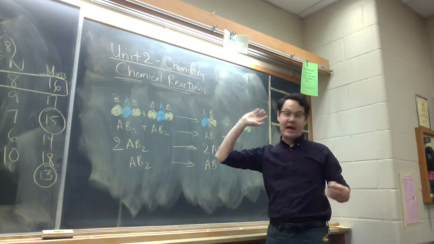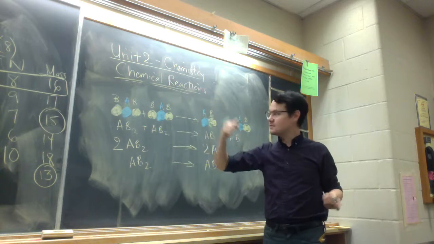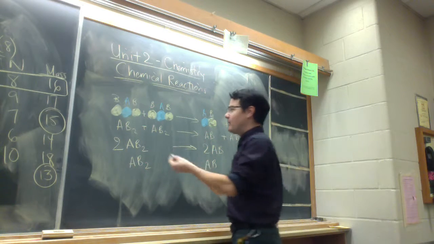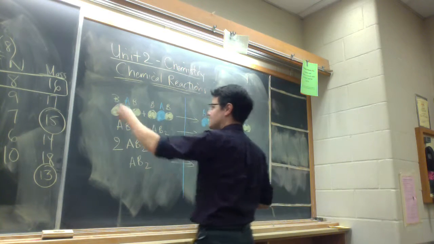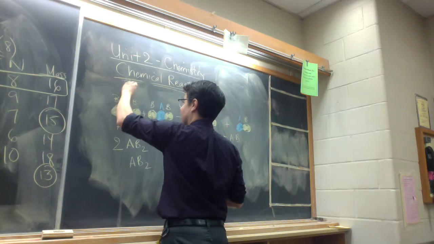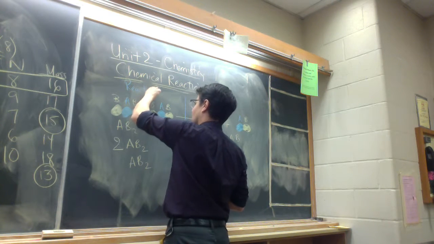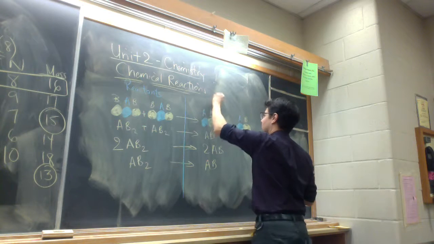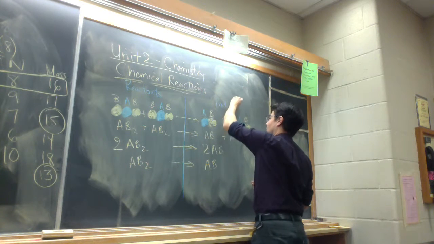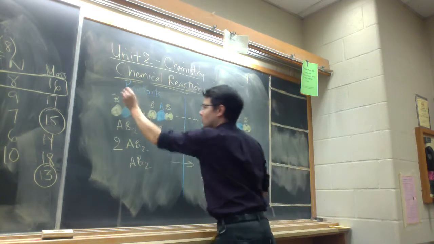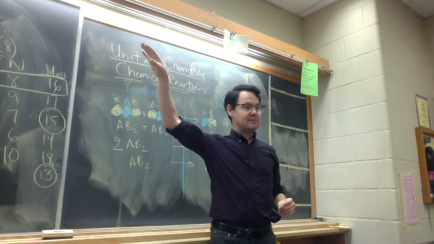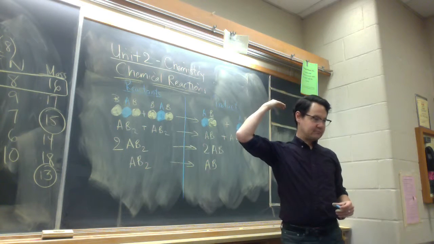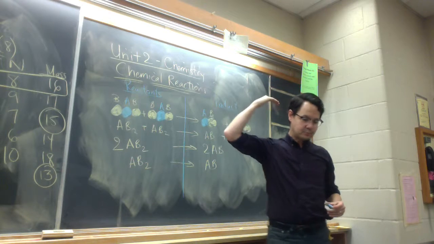Well, it could happen. There are things that do something like this. But how many of each do we have before the reaction? These are called reactants, by the way. And these are called products. Reactants are before the reaction happens. Products are after. All right?